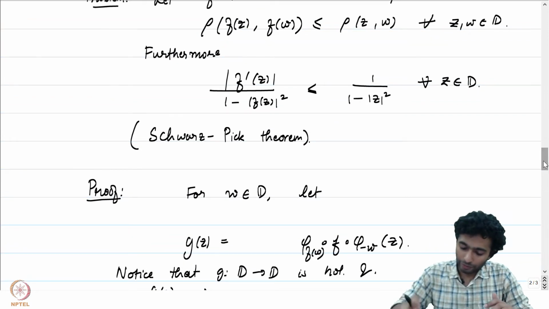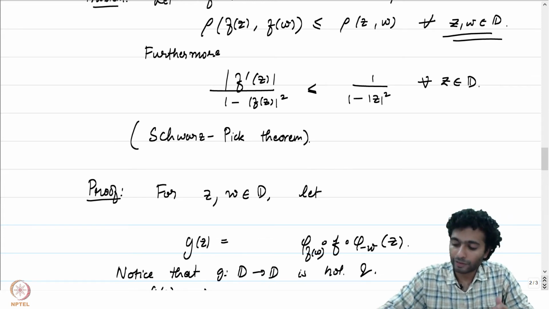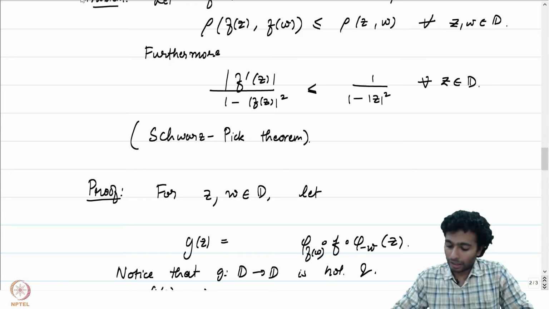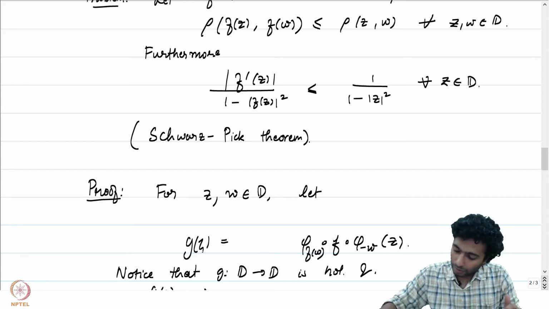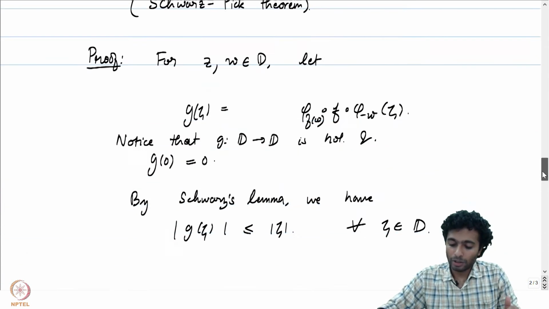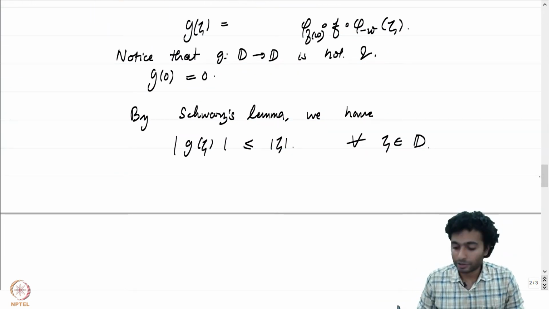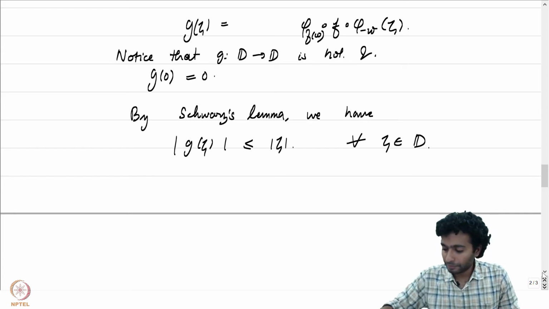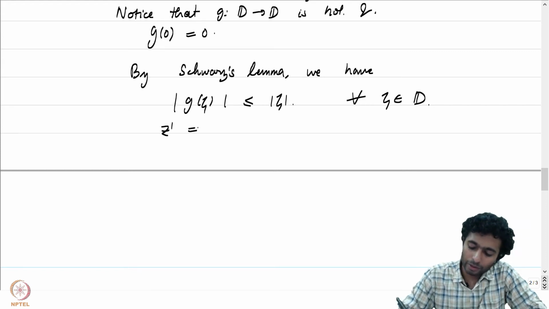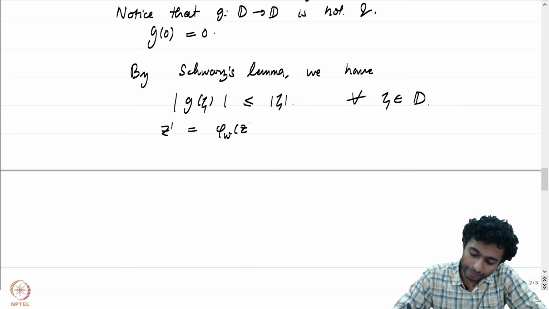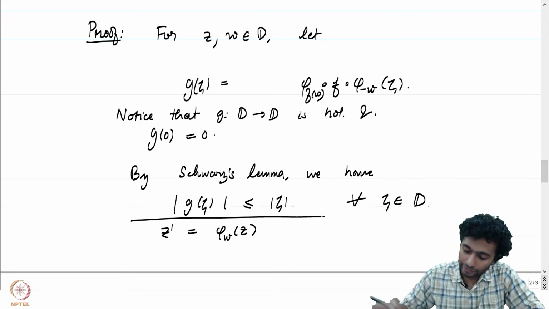So for z and w, I didn't fix them, but we were trying to prove this for every z comma w, right? So this is what we were trying to prove, and for that we start off with some z and w. Of course, now I hope the confusion has been resolved. Now z has not yet featured into the story. So g of zeta is going to have absolute value less than or equal to the absolute value of zeta for all zeta in D. Let's now pick z prime to be equal to phi w of z, and let's look at what happens in the equation that we have just defined at z prime.